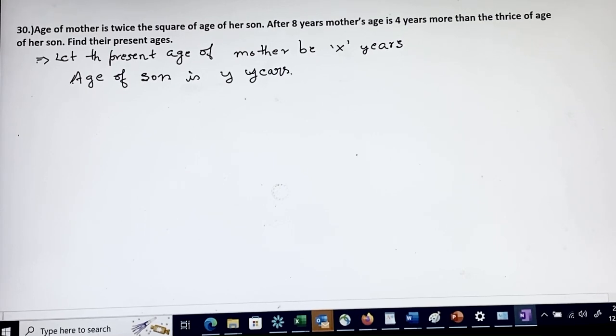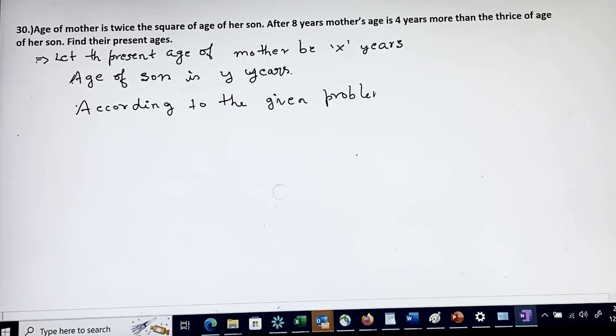Okay, this is in the present. So in the present, let's assume mother is x and son is y years. So according to the given problem, whatever statement they have given in the question, based on that we need to write the equation now.